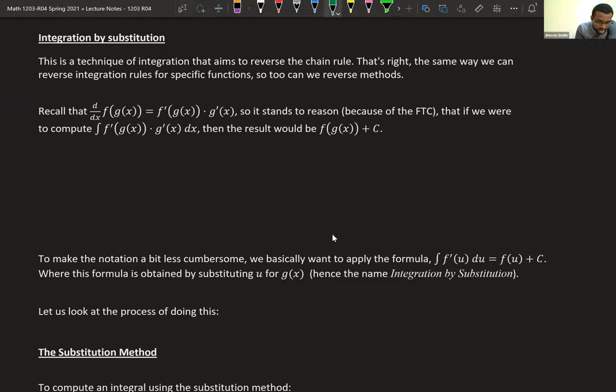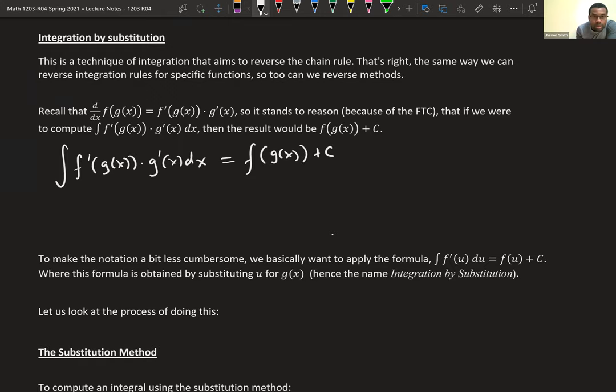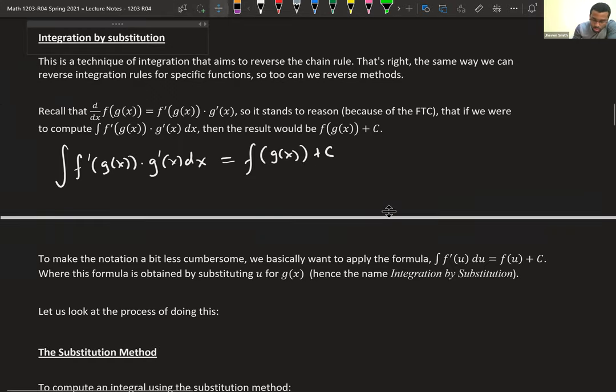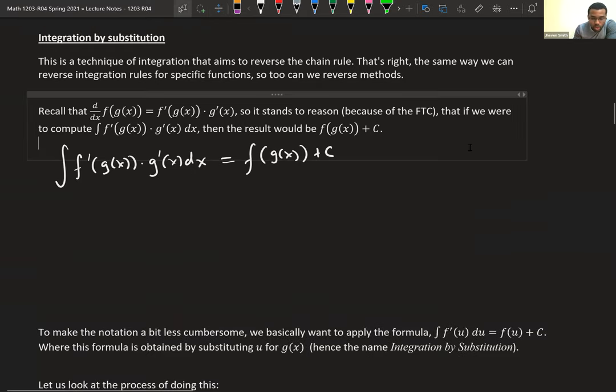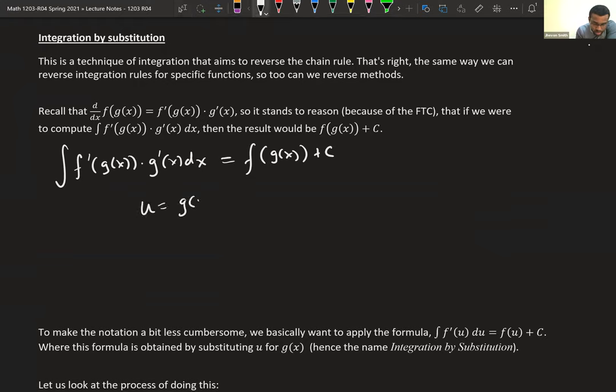So the idea is, if we take the antiderivative of f prime of g of x times g prime of x, that is going to be f of g of x plus c. Now, the idea to see that this is what we want is to make a substitution. So if you set u to be your g of x, then this means that your du dx is going to be g prime, which means that your du, solving for the differential, is going to be g prime of x dx, right?